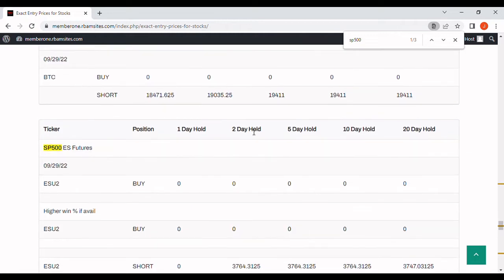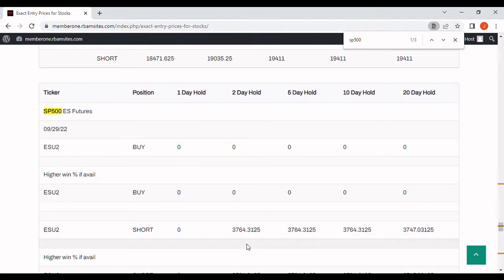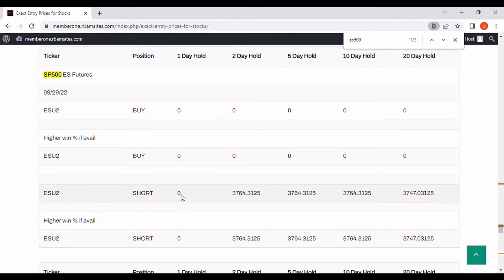You can use this column, the 2-day column, for shorts to day trade. You can use the 1-day column for buys to day trade. You're not going to see 1-day shorts on this program. There'll be 2-day shorts and above, and then the 1 and all the way up to 20 days are populated when it indicates buys.